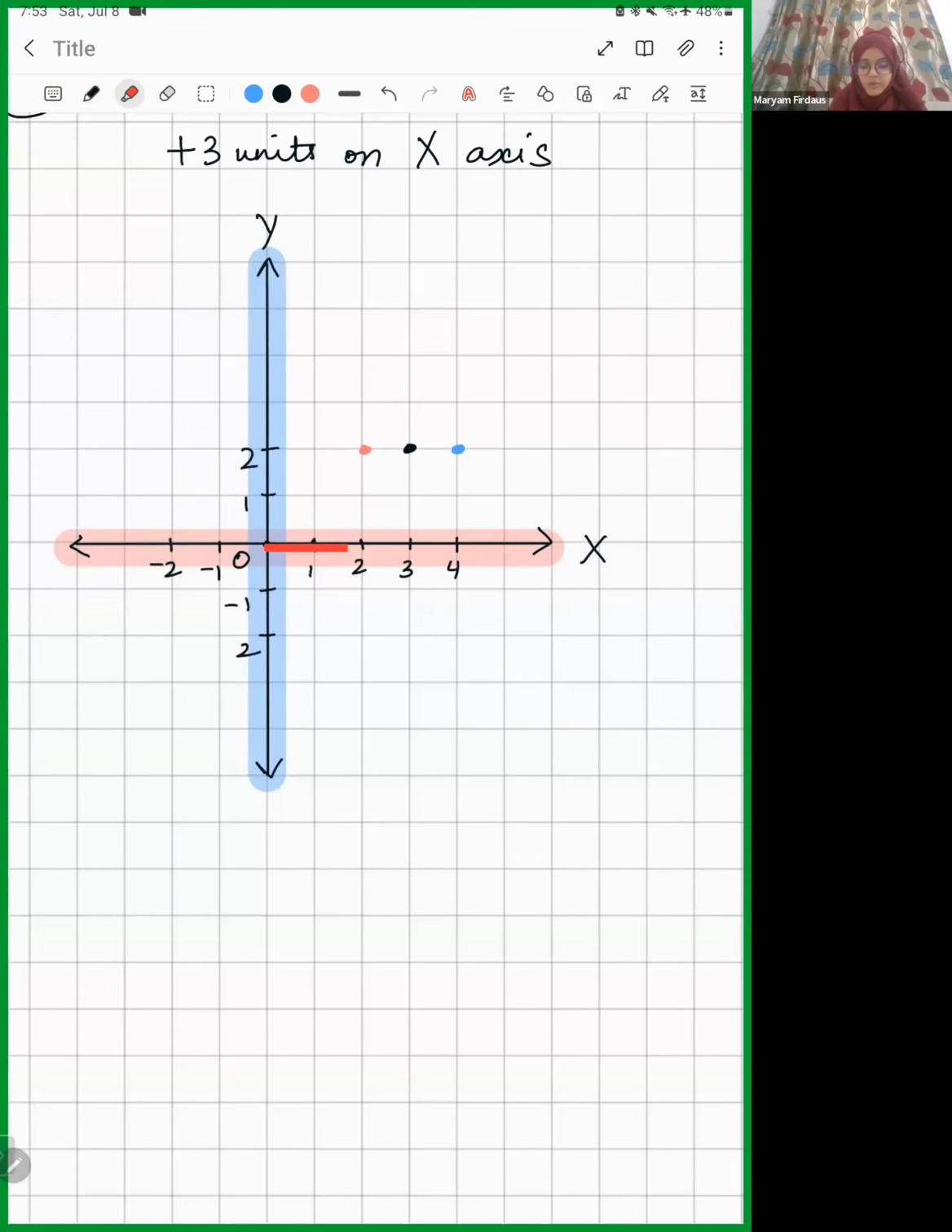You have traveled positive 3 units. 1, 2, 3. You have traveled 3 units in the x direction. Okay. Now, I think I know how to do this.